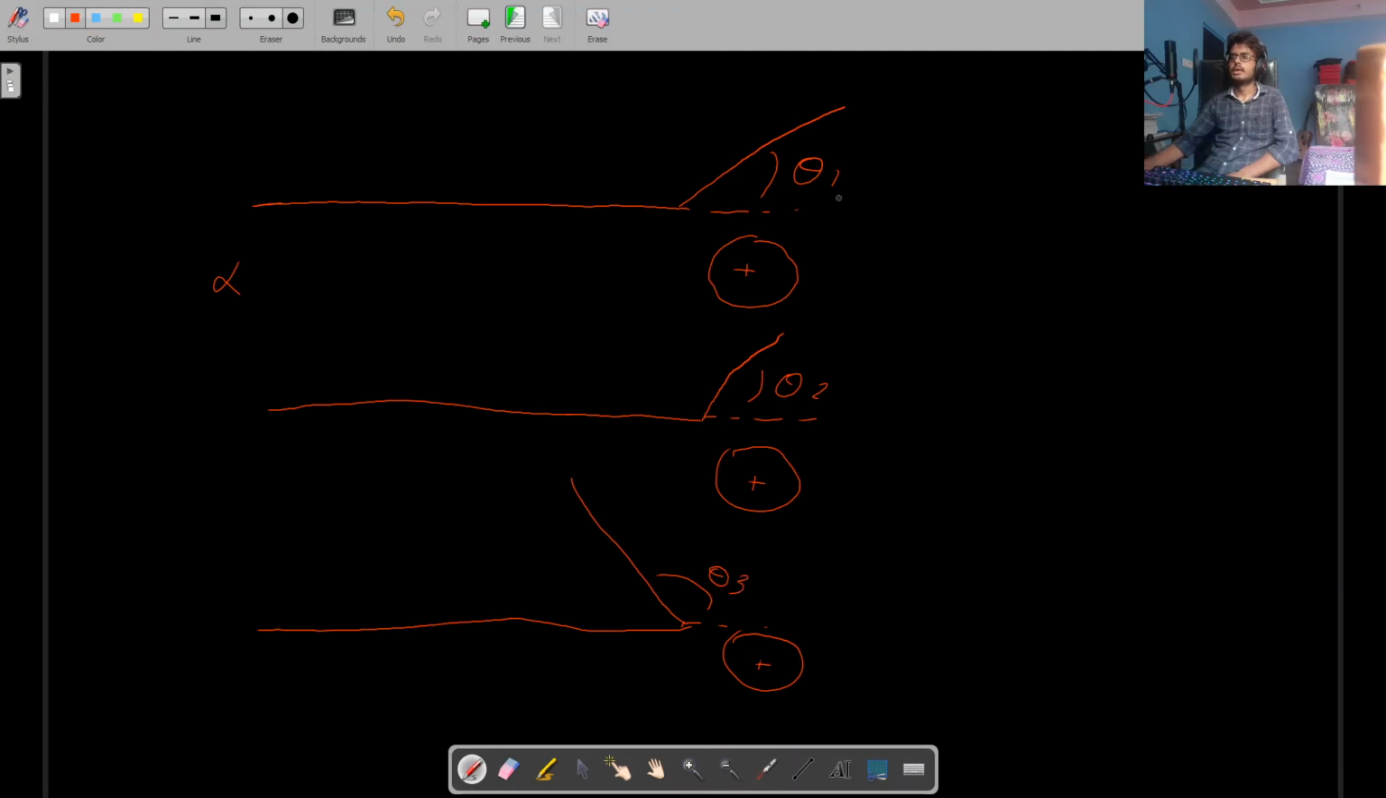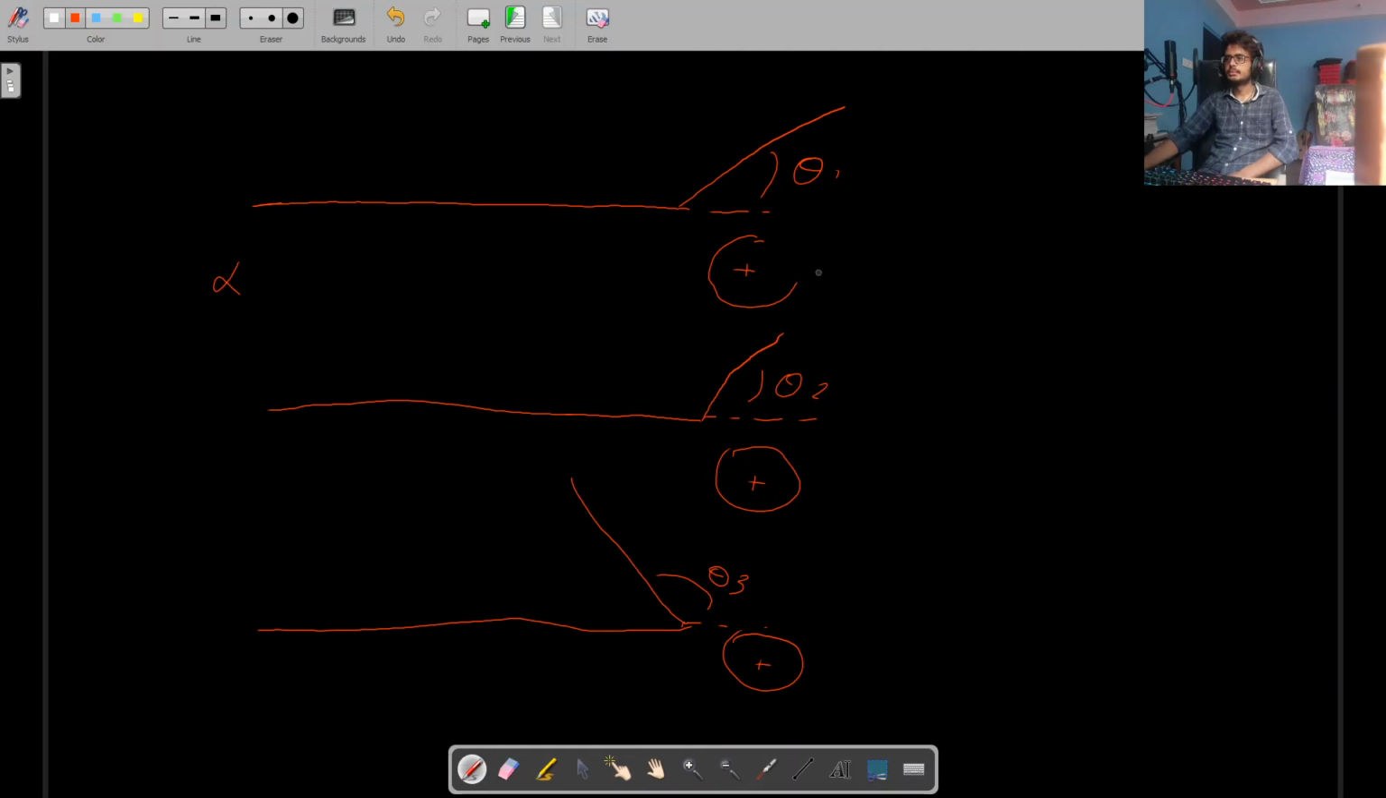Now, impact parameter is basically the distance between this positive nucleus and the actual path of the alpha particle. That is b. You need to know about this. This distance is measured from the center of the atom. So this distance is something like this.